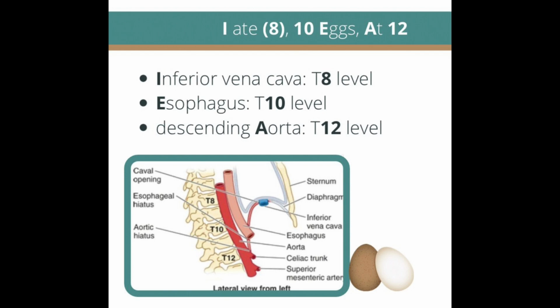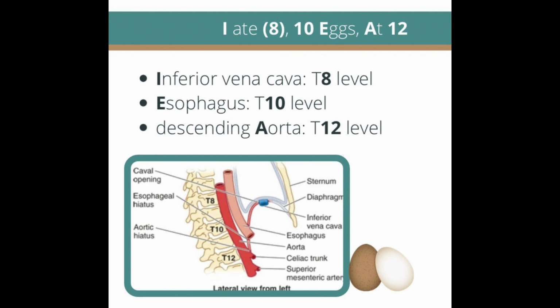It's so easy. First up, T8. This is for the vena cava, which passes through the central tendon. Next, at T10, we have the esophagus, and it goes right through the muscle of the right crus. And finally, at T12, we have the aortic hiatus. And remember, the aorta doesn't actually pierce the diaphragm, it passes behind it. That's so important because it means your breathing never constricts the blood flow to the rest of your body.